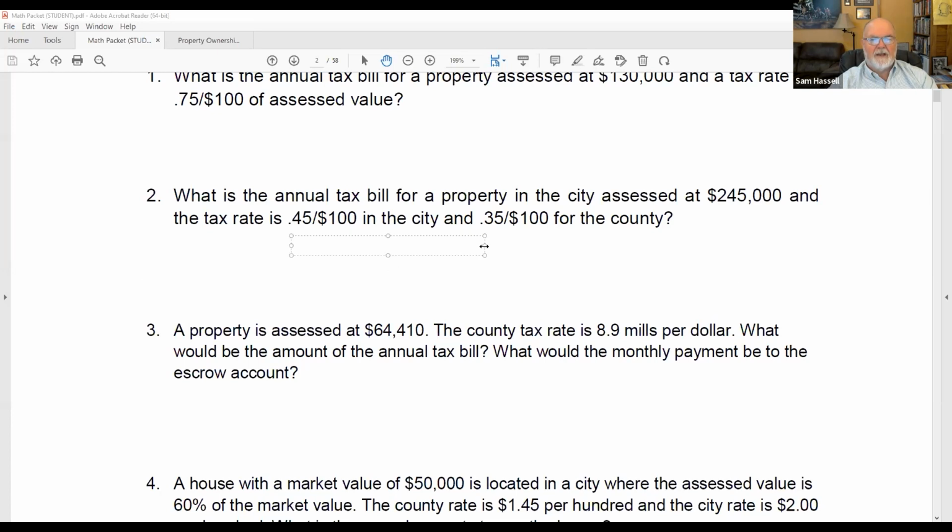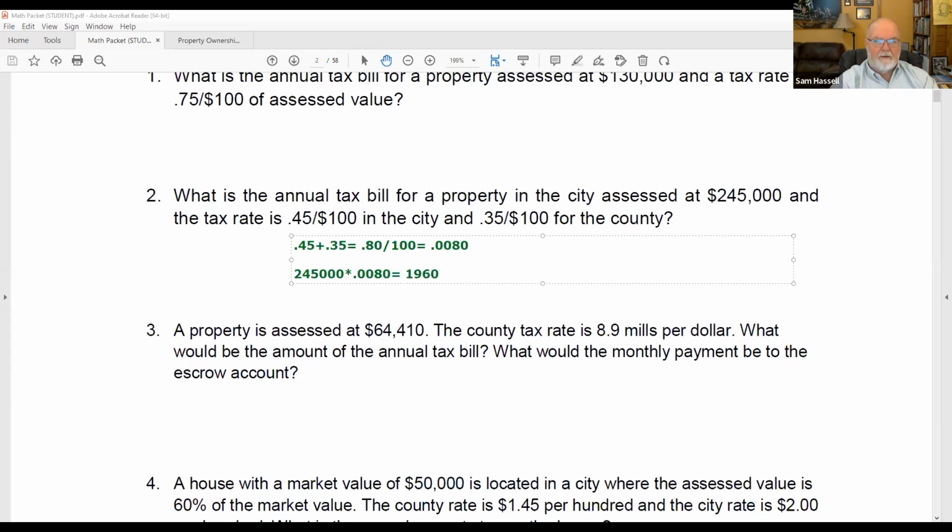Okay, so the first thing we've got to look at is how much we are in the city. We have 0.45 plus 0.35. We add those together, and that gives us 0.80 hundredths, or 0.0080. Everybody agree with that? All right, 245,000 is our assessment rate, times 0.0080, and that's going to give us our 1960.